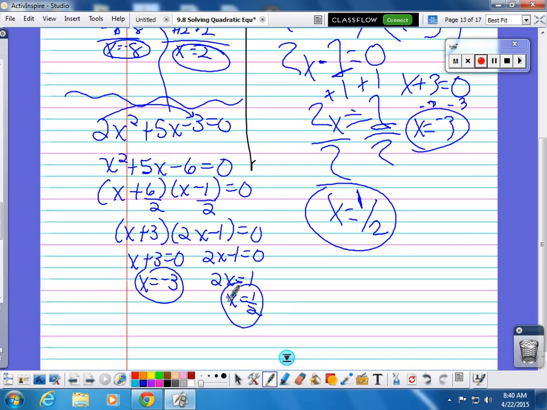A lot of people are leaving out the parentheses, right, to this point right here. In the parentheses, I always forget the 2. 3 and 2. Can you fix it?